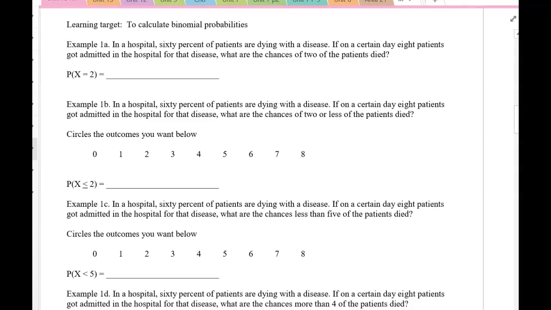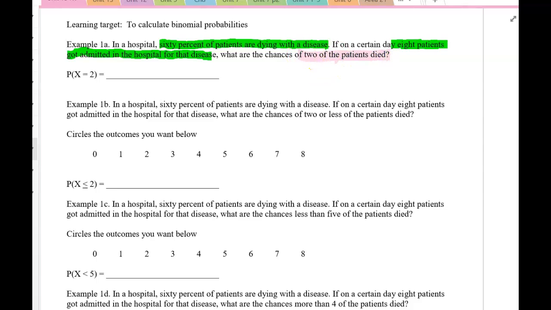Hello, statistics students. Today's learning target is to calculate probabilities using the TI-84. So if we look at example 1A, in a hospital, 60% of patients are dying with the disease. So this is a highly deadly disease. If on a certain day, 8 patients got admitted to the hospital for that disease, what are the chances that 2 of the patients died?